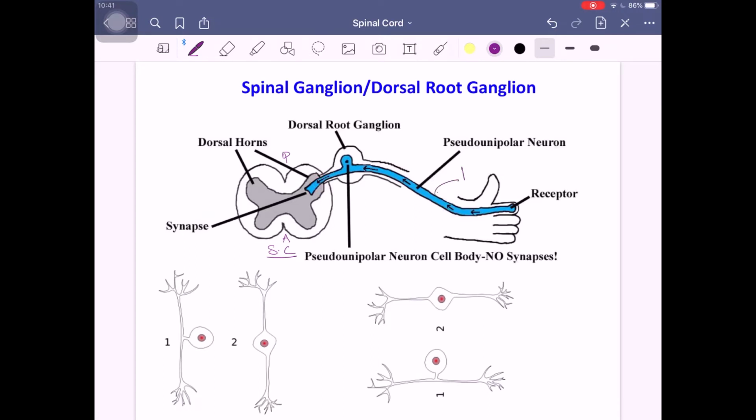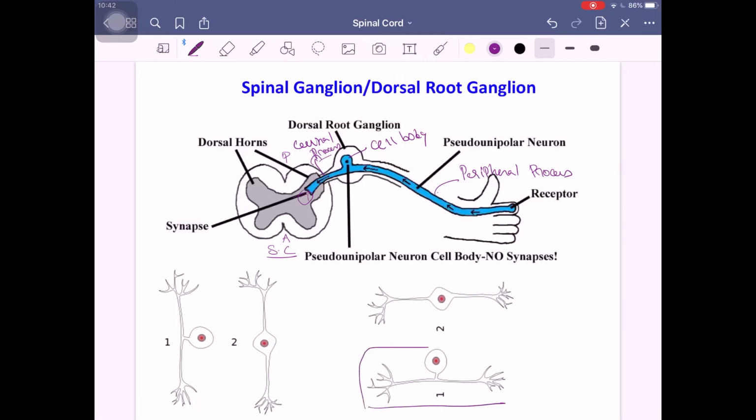This process is what we call the peripheral process of your pseudo unipolar neuron. Then this is the cell body of the pseudo unipolar neuron, and then information goes back to the spinal cord, to the posterior horn or dorsal horn, via the central process. So a pseudo unipolar neuron has a peripheral process, a cell body, and a central process. Here there is no synapse. The information is taken, processed, and relayed. It synapses here in the spinal cord in the dorsal horn.